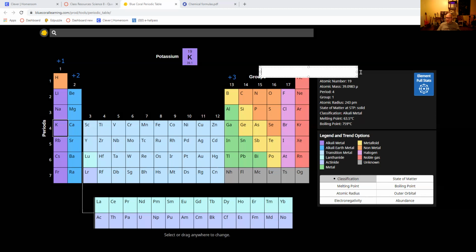But Group 15. We're going in the opposite direction now. These are going to be -3.